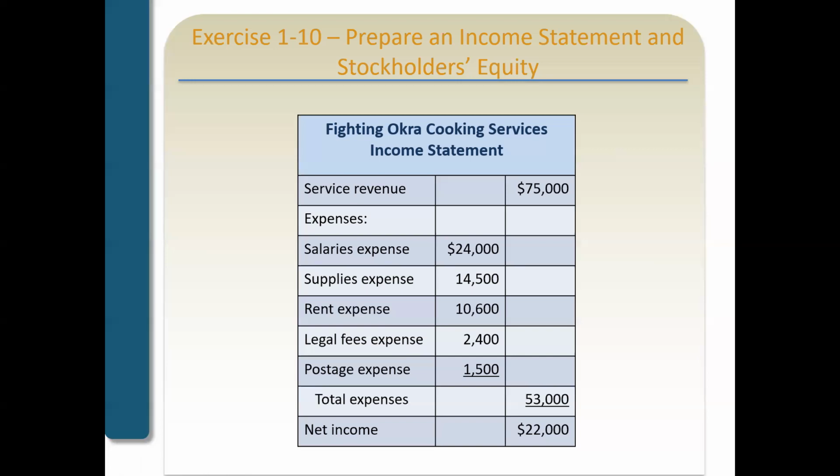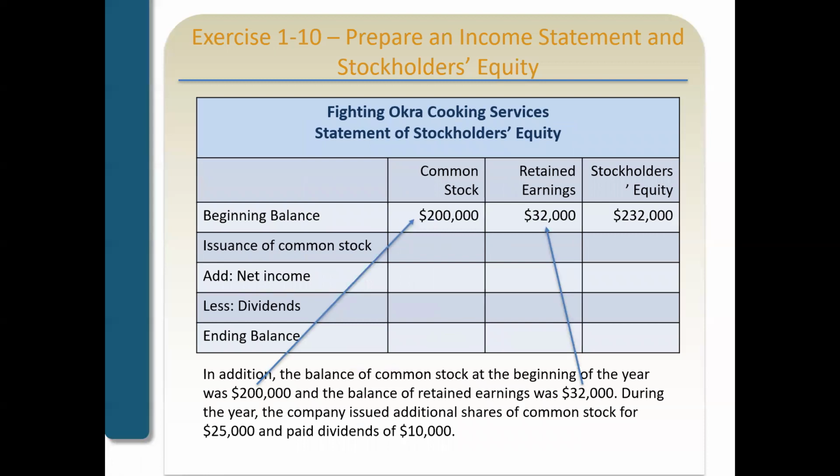Okay, let's move on to the statement of stockholders' equity. The statement of stockholders' equity shows what has happened during the period. So we need to start with beginning balances. And it told us the balance of common stock at the beginning of the year is 200,000. And the balance of retained earnings is 32,000.